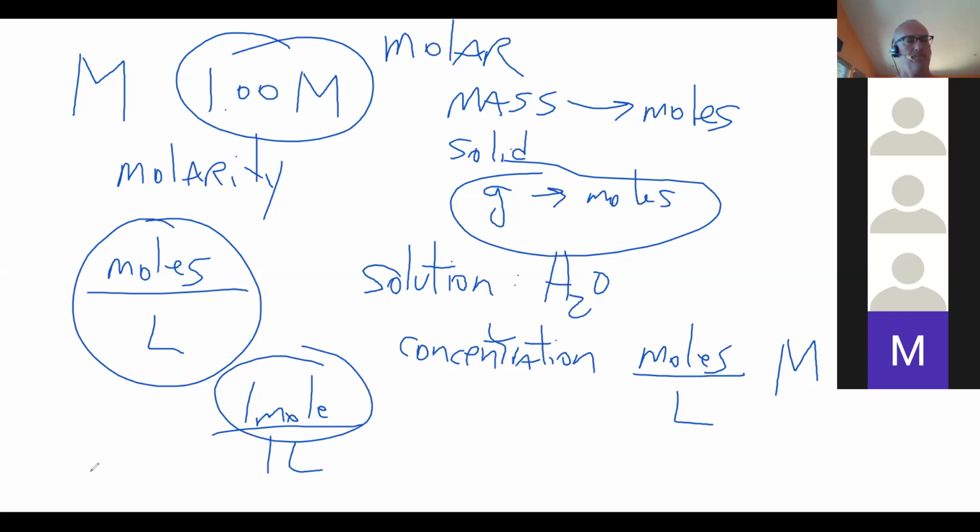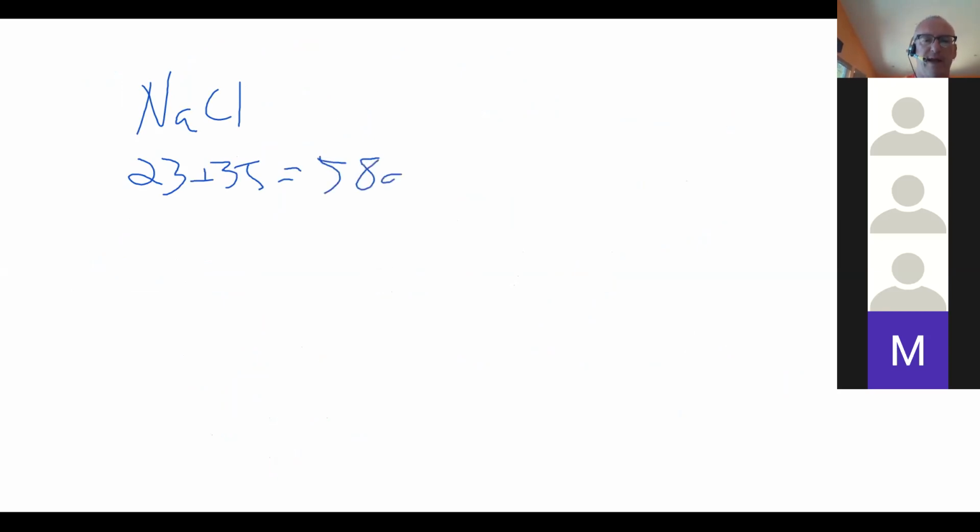Yes, Erica. Would molar mass be a completely different thing? No, we would use the molar mass. Let me clear this out. So let's say the mass of sodium chloride. Sodium's like 23 and chlorine's like 35. So it's around 58 or so, 58 grams per mole.